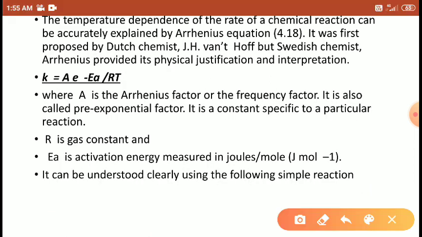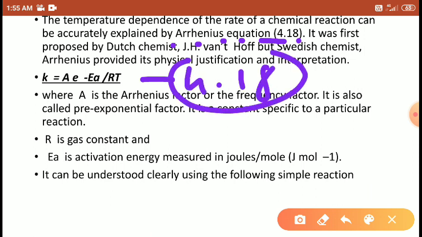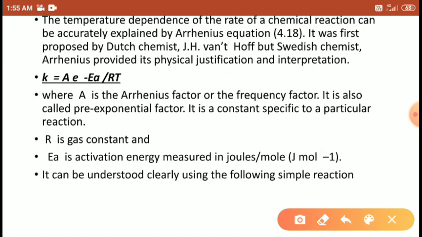The temperature dependence of the rate of a chemical reaction can be accurately explained by the Arrhenius equation. This is the Arrhenius equation, equation number 4.18. It was first proposed by the Dutch chemist J.H. van 't Hoff and the Swedish chemist Arrhenius. The physical justification is given here.